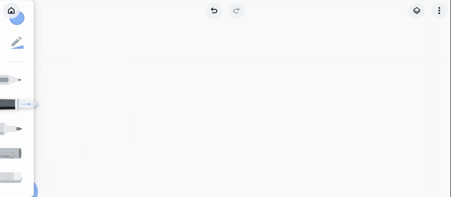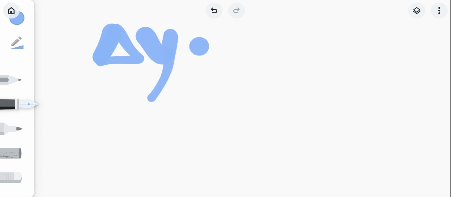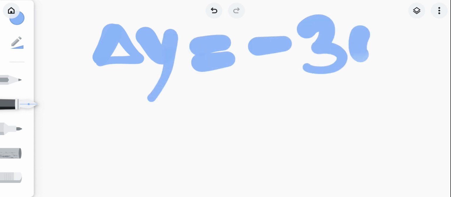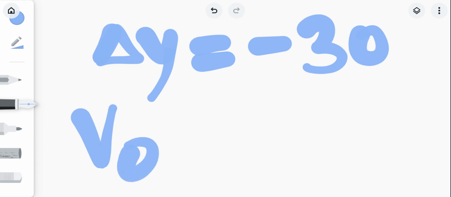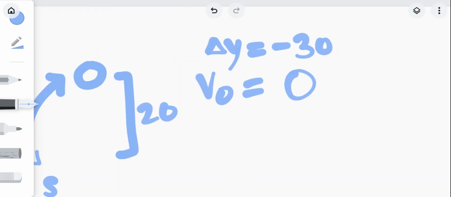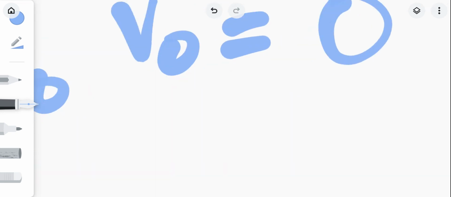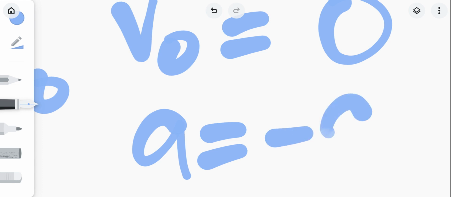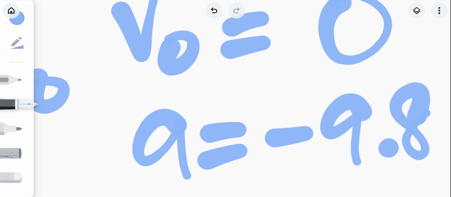Now, we also know that when it's getting dropped, our change in y is going to be negative 30 because it's being dropped from a height of 30. So our displacement is final minus initial, so negative 30. Our initial velocity, since it's falling from rest, is 0. And it's traveling through the air, so acceleration is negative 9.8.